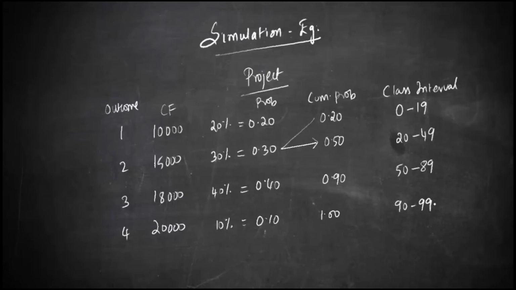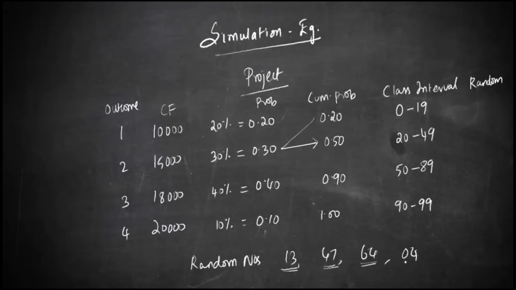Then if you want to find out what could be the possible cash flow using the simulation method, then you have to develop something known as random numbers. So first I'll give you some random numbers, which can be any number. I'll put them here. I'm going to think of some random numbers like 13, 47, 64, 04. So these four are the random numbers. Now I have the class intervals. What I have to do is check where these random numbers will fit into. Now I have four random numbers.